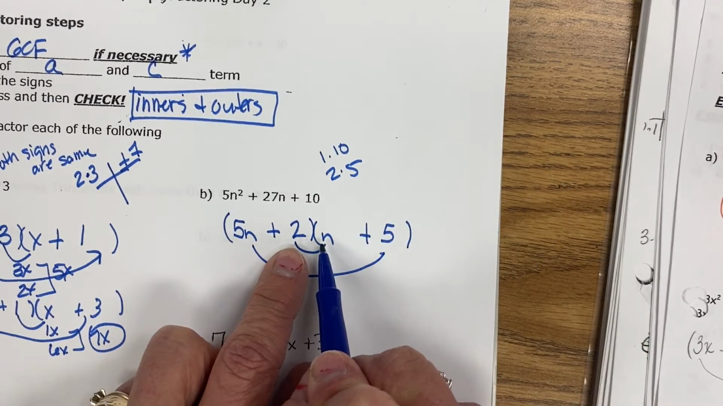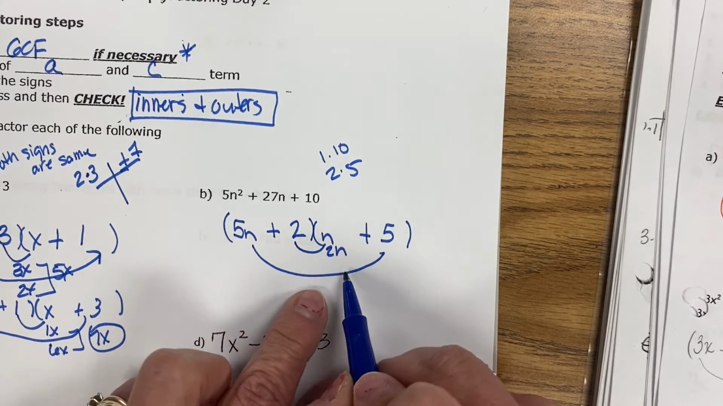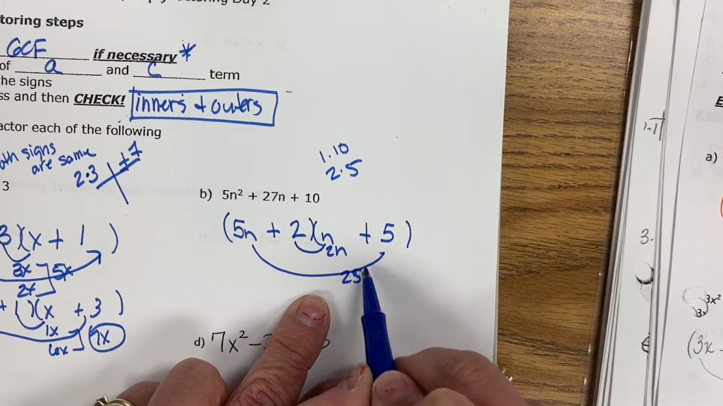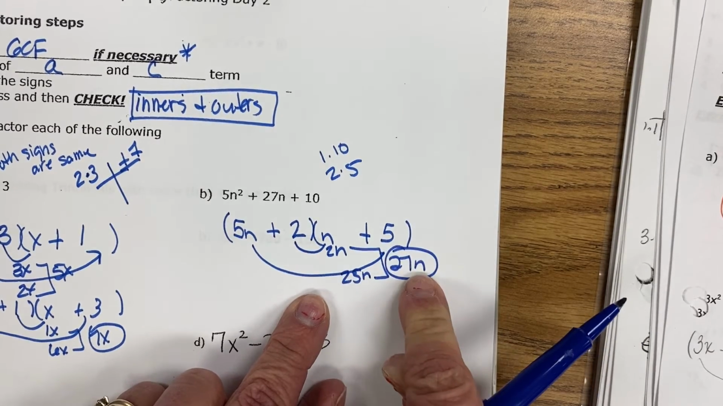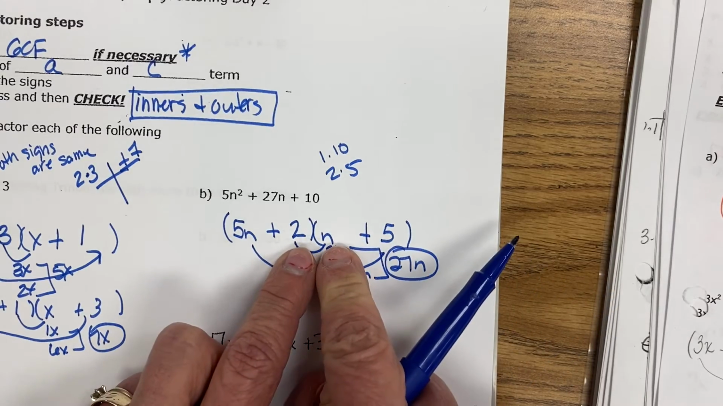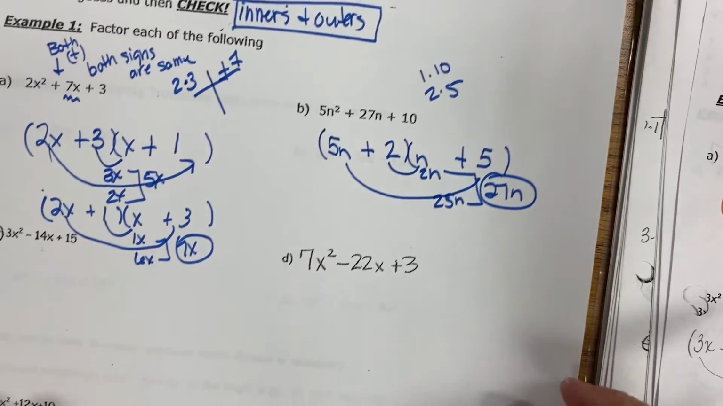So 2n right here, my inners and my outers, that gives me 25n, which equals 27n, so I know I did it right. That's why we check our inners and our outers to make sure that we're factoring correctly.